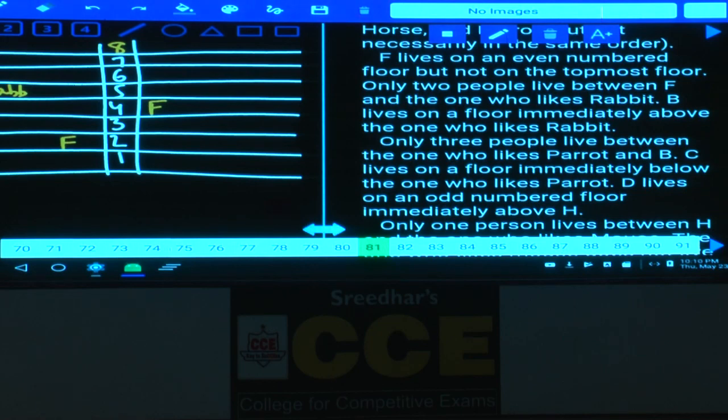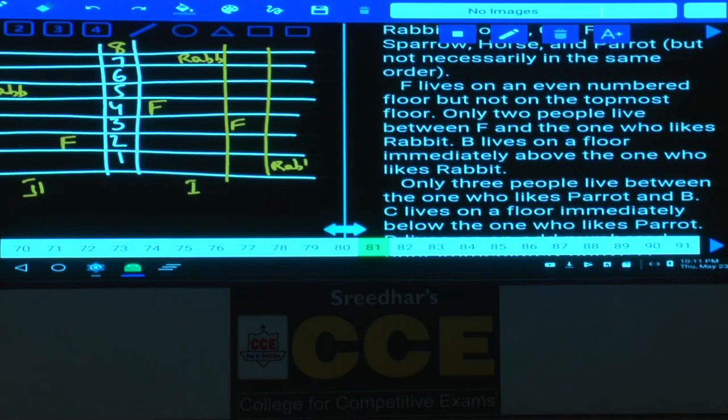And now this is the first case and this is the second case. In the second case, how many possibilities do we have? We have 2 possibilities. 2 people between F and the one who likes rabbit, rabbit can be here. Are you following this or not? Then what is the other possibility we have? If F is here, then the one who likes rabbit must be at this place. Hence, in the first case itself, we are having 2 possibilities, isn't it?